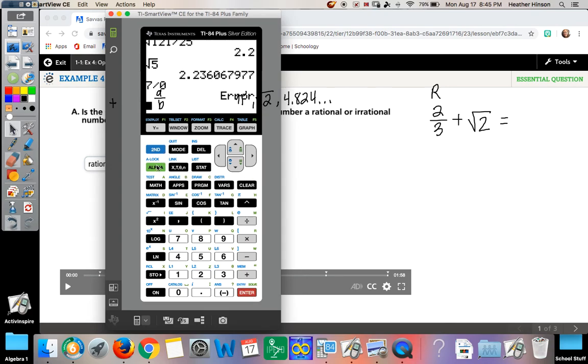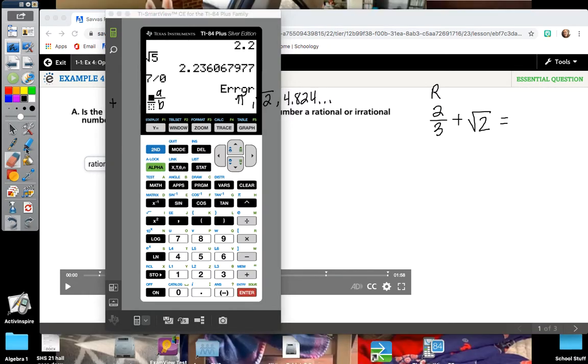So 2 over 3, you're going to hit alpha, y equals, enter to get 2 over 3. Get these out of my way.